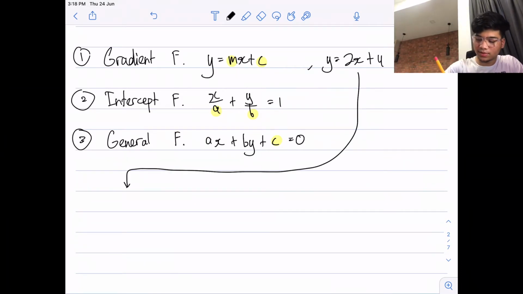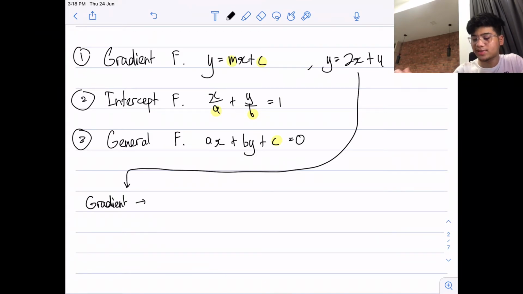So sometimes questions will ask you to give your answer in like maybe intercept form or general form. But we're so used to writing our answers in gradient form that it is almost like a trap. So let's say I want to change gradient form to intercept. You basically just have to take y equals mx plus c. So y equals 2x plus 4.